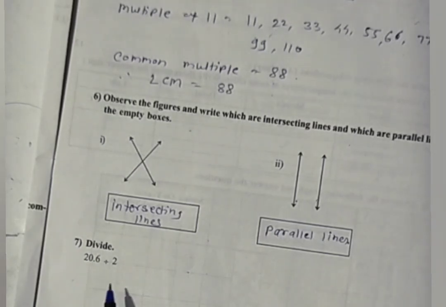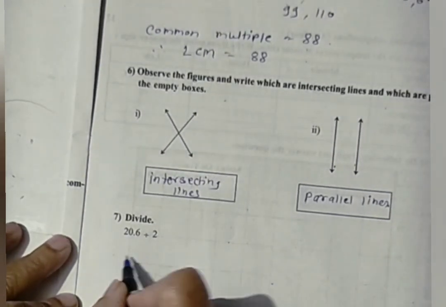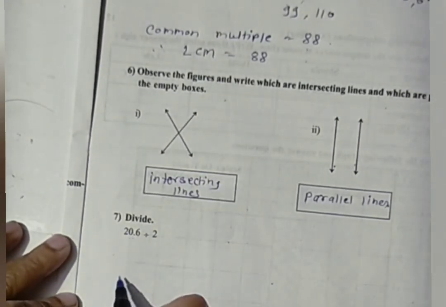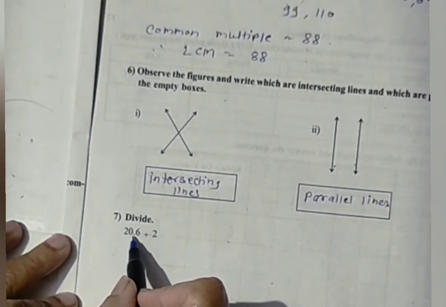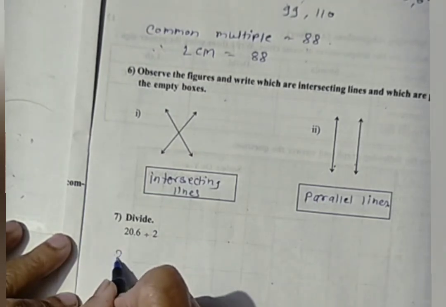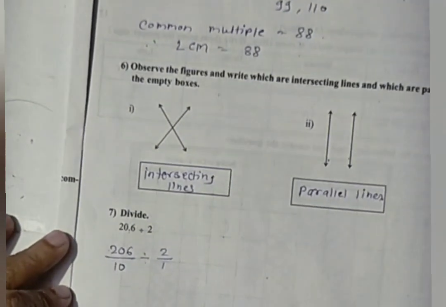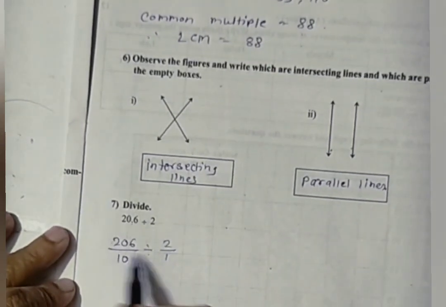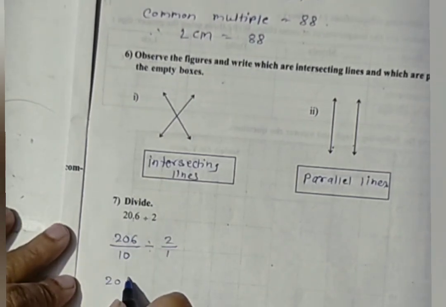Seventh, divide 20.6 divided by 2. 20.6 is converted into a common fraction. Here there is 1 digit after the decimal point. So 206 divided by 10. Divide by 2 upon 1. This division is converted into multiplication. 206 upon 10.